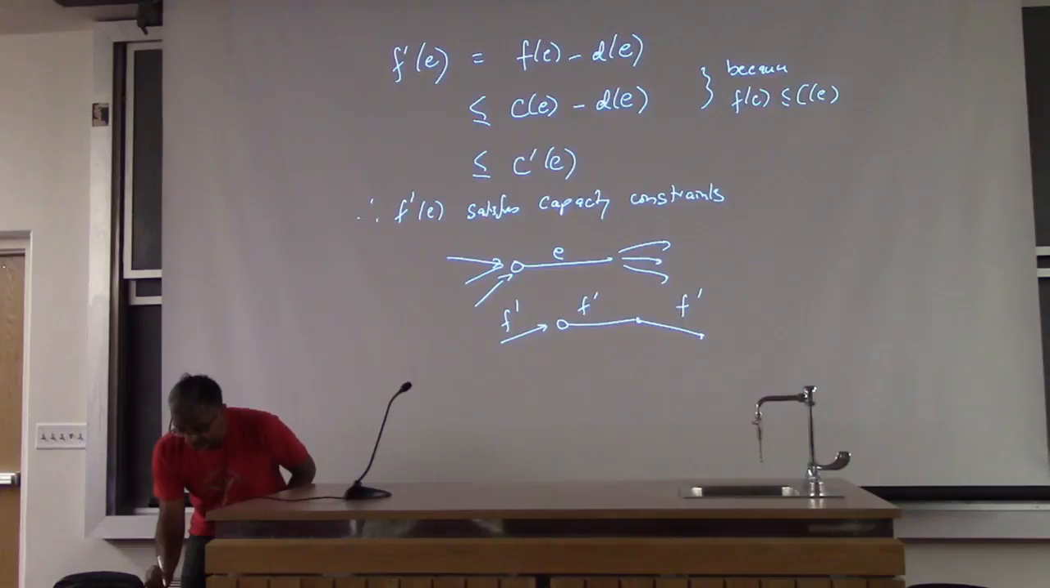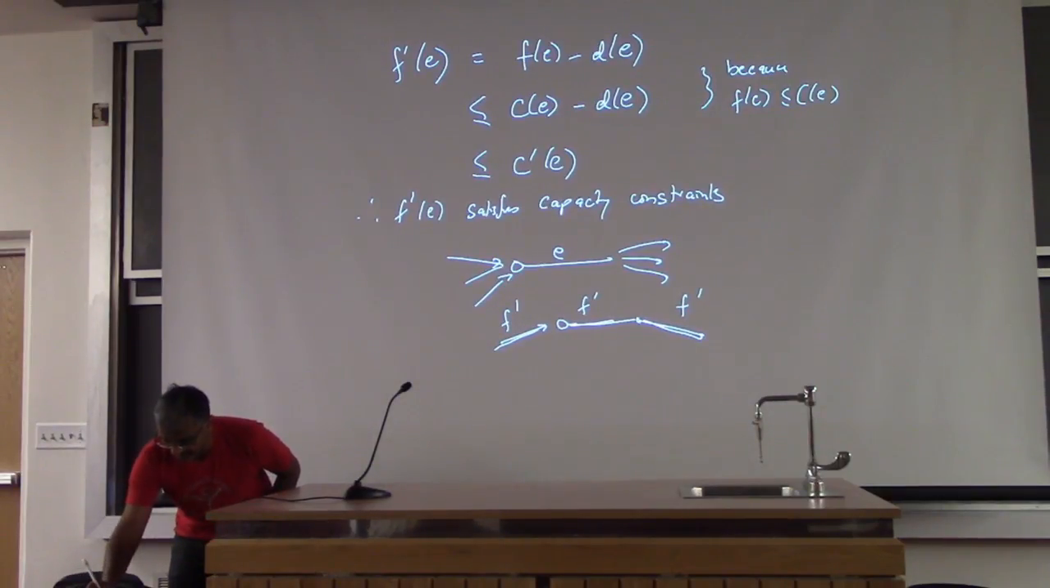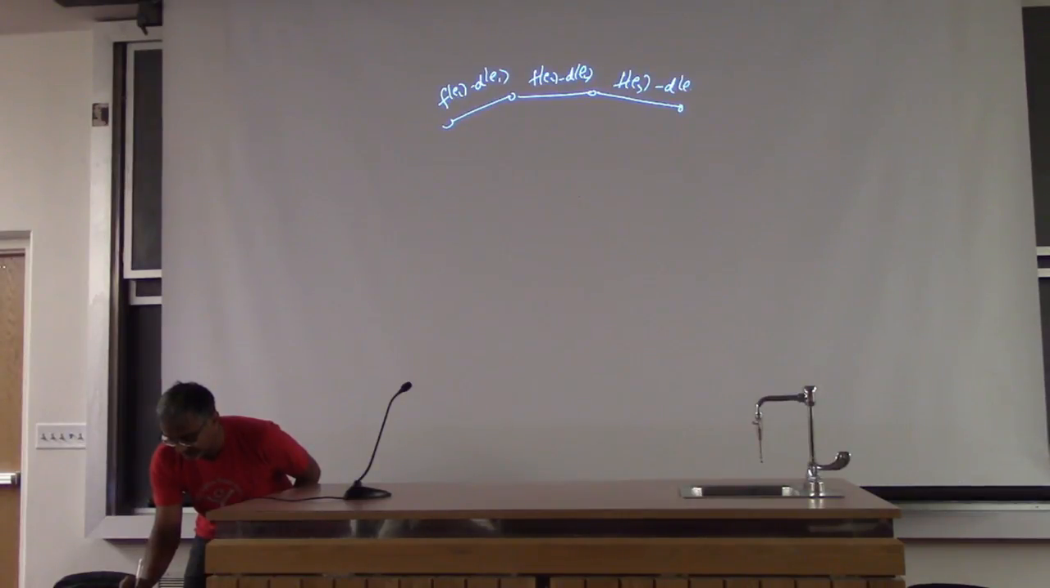Ideally they should all be the same value. But let's draw an actual example here. I'm not doing a proof yet, I'm just building intuition. So I have these three edges. This is going to be FE1 minus DE1. This is going to be FE2 minus DE2. And this is going to be FE3 minus DE3.